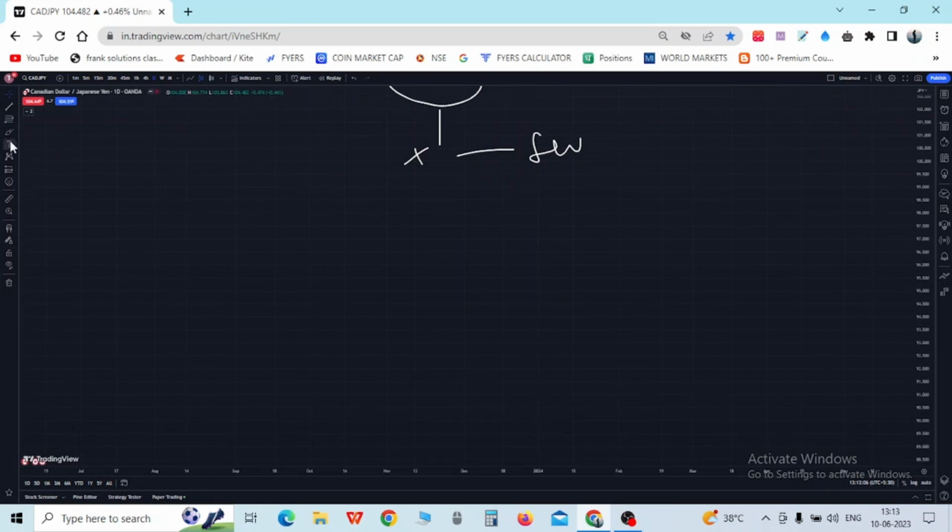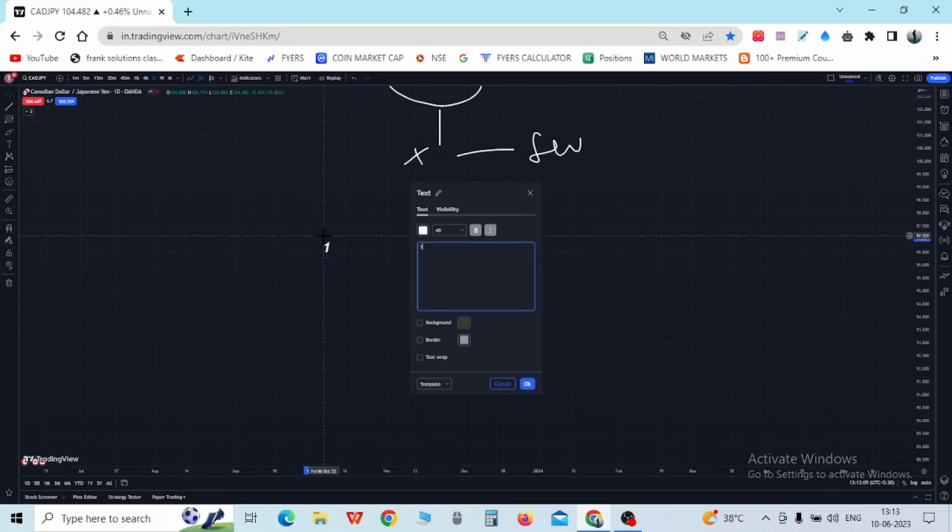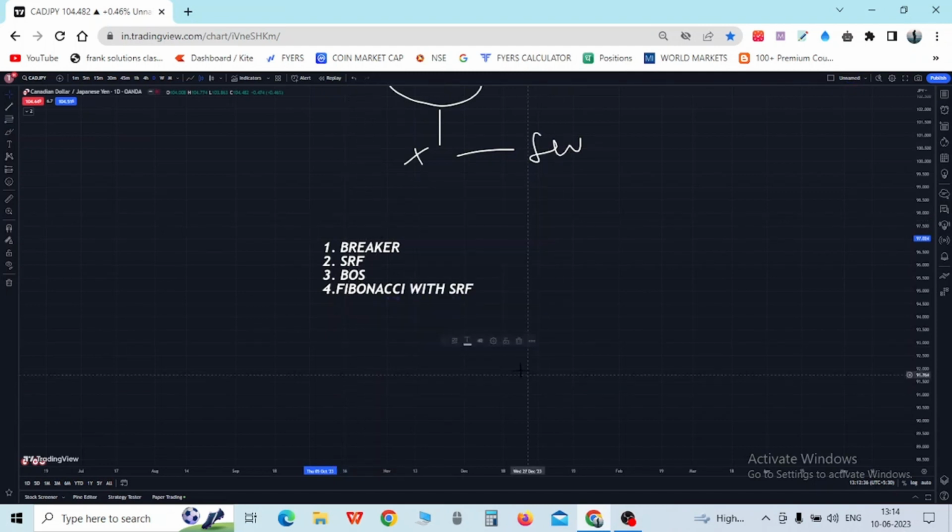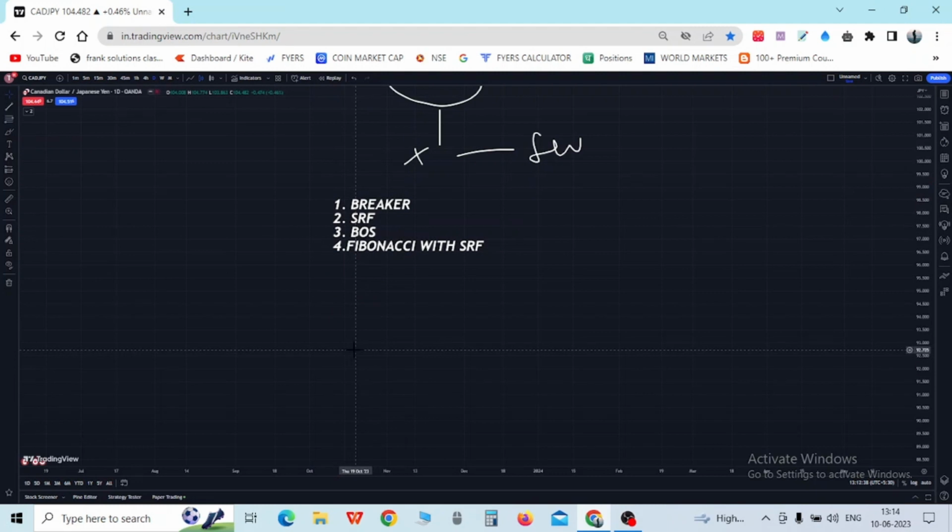Let's start by going through the contents. Firstly, you will learn what a breaker is. Second, you will learn SRF, support resistance flip. Third, you will learn BOS, break of structure. Fourth, you will learn Fibonacci with demand and supply, with support and resistance, SRF. Let's start from the first topic: what is a breaker?